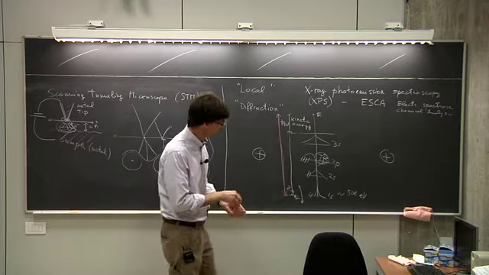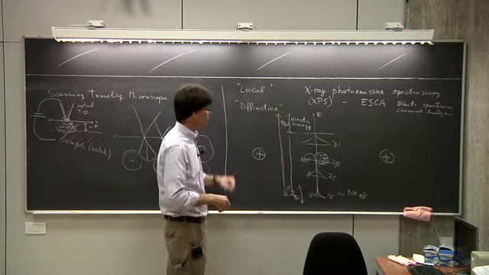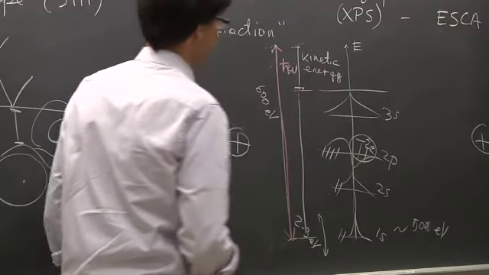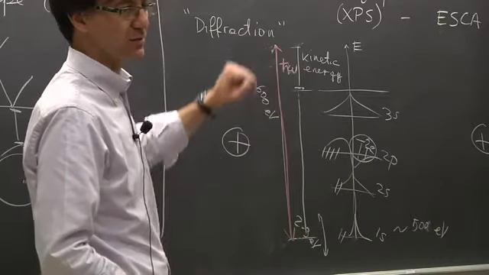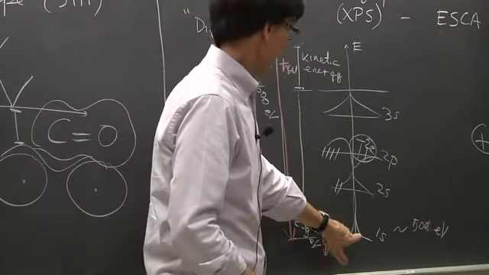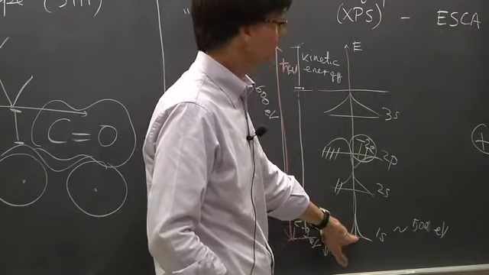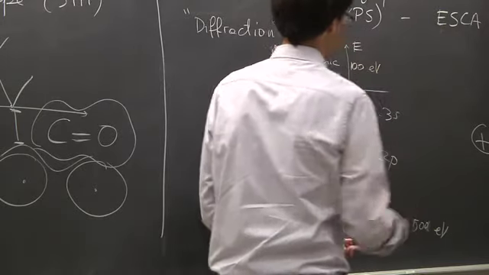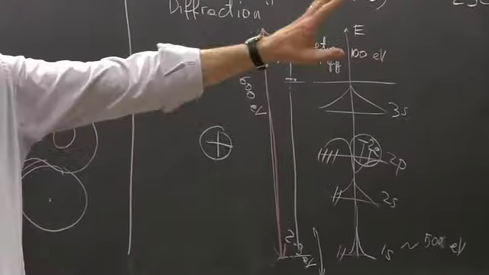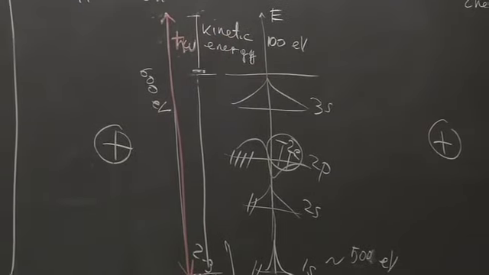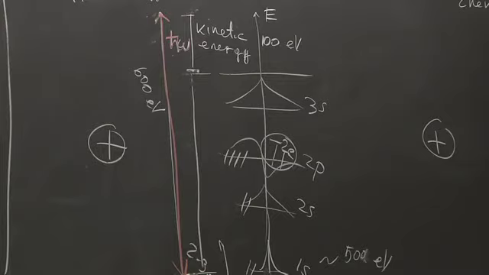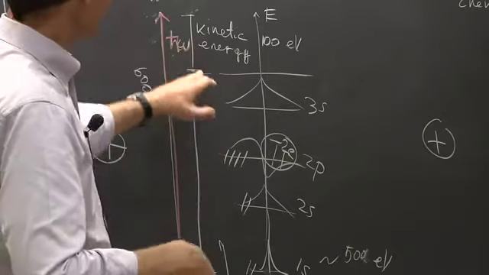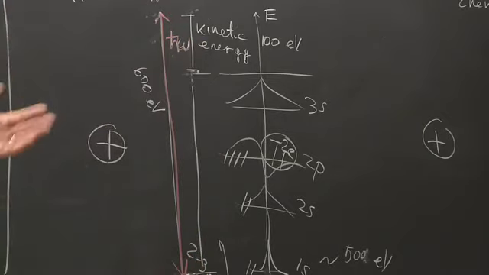Let's use real numbers. Suppose that this is 500 electron volts, and I choose a photon of 600 electron volts. So the energy of this photon is 600 electron volts. Electrons that were originally here will be emitted with a kinetic energy of 100 electron volts, right? So I will have electrons moving away from the sample with a kinetic energy of 100 electron volts, because 500 electron volts are being used to extract the electron out of this state, and the remaining energy will go into kinetic energy.